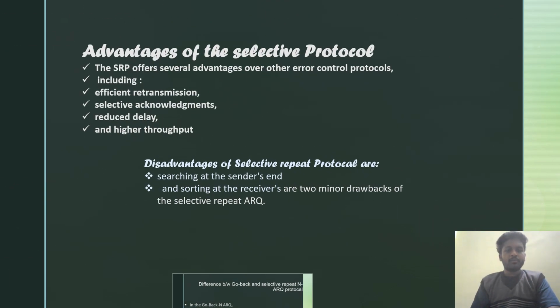Advantages of selective repeat protocol are efficient retransmission, selective acknowledgement, reduced delay, and higher throughput. Disadvantages of selective repeat protocol: there are two minor drawbacks. They are searching at the sender's end and sorting at the receiver's end.